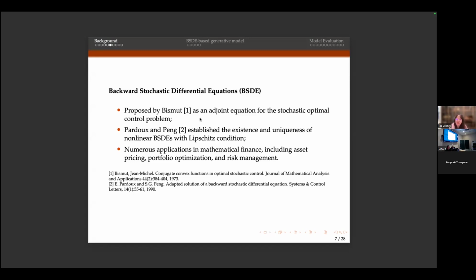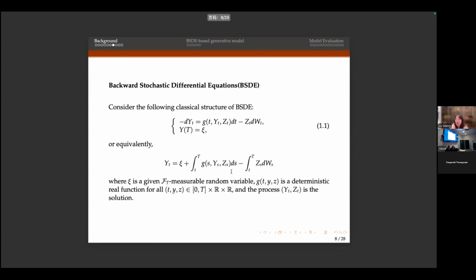Later, it was developed rigorously by Pardoux and Peng. They established existence and uniqueness under the Lipschitz conditions. So BSDEs have found extensive applications in mathematical finance, including asset pricing, portfolio optimization and risk management. This slide presents the classical formulation of BSDEs.